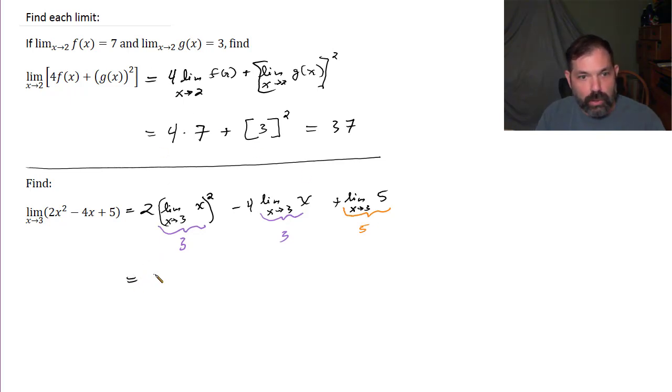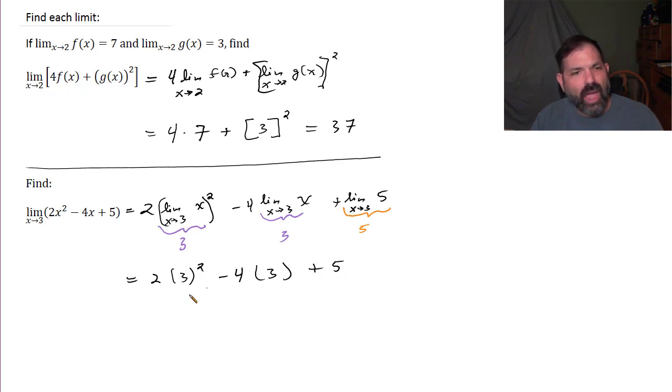So this ends up being 2 times 3 squared minus 4 times 3 plus 5. And now if we look at that, if I called this some function f of x, isn't this expression just the function evaluated at 3? I'm just replacing the x with 3. Simple arithmetic now. That's 2 times 18, that's 36. 36 minus 12 is 24. 24 plus 5, this is 29.